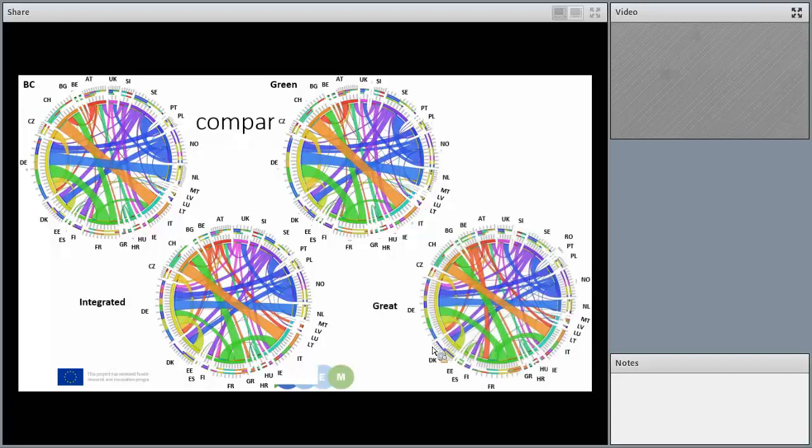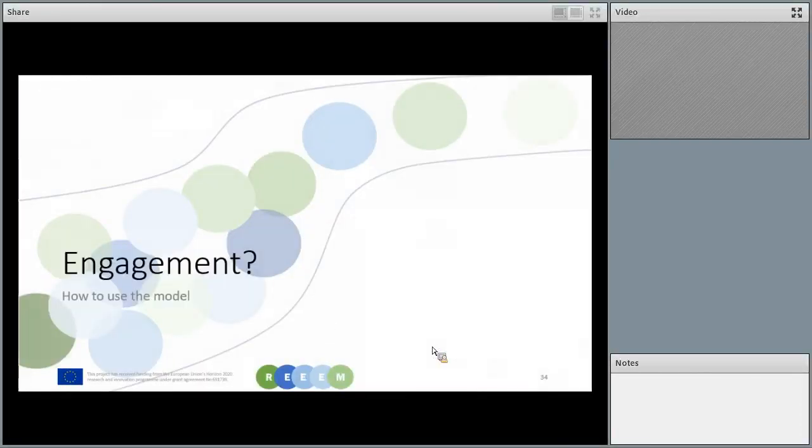And when we combine integrated and green, we get this scenario, and here the overall trade volume has increased significantly as well compared to the integrated scenario. So in this case, the increased speed of emission reduction leads to a higher usage of the transborder transmission capacities. So having this model, how do we enable the engagement?